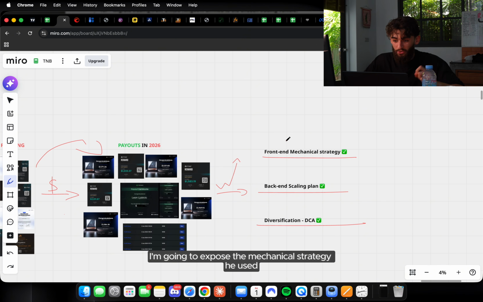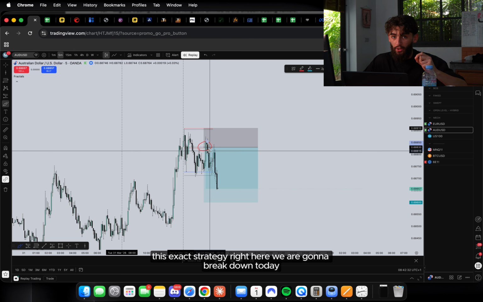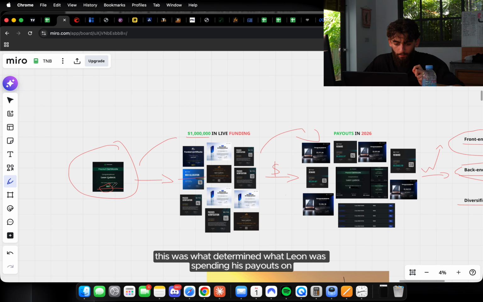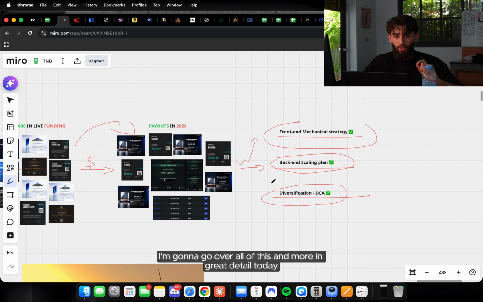I'm going to expose the mechanical strategy he used. This exact strategy right here, we are going to break down today. Then I'm going to go through the back-end scaling plan. This was what determined what Leon was spending his payouts on, where to put them in the market, what prop firms, and how to effectively spread his capital. And lastly, the glue that sticks it all together, the diversification and the DCA plan. I'm going to go over all of this and more in great detail today.